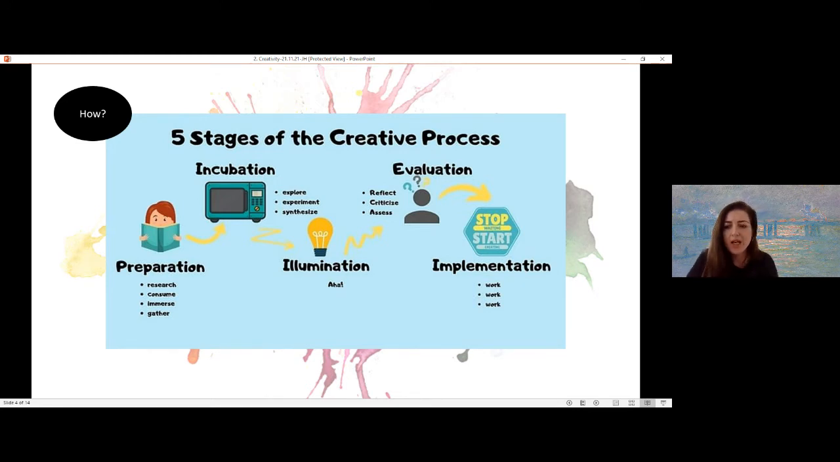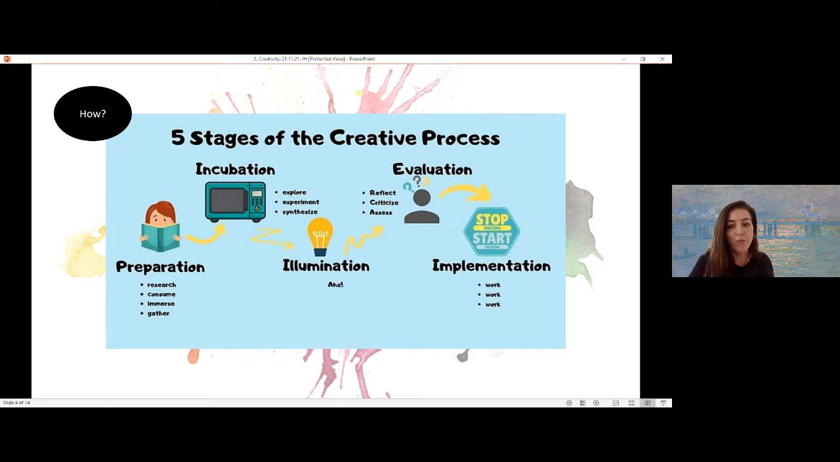Then incubation is where you go and you try that out for yourself. You might maybe copy one of the artist's work to get a feel for it. You might play around with some of the media and stuff like that. Then illumination. This is where you have that moment of aha, you get inspiration, you're inspired.